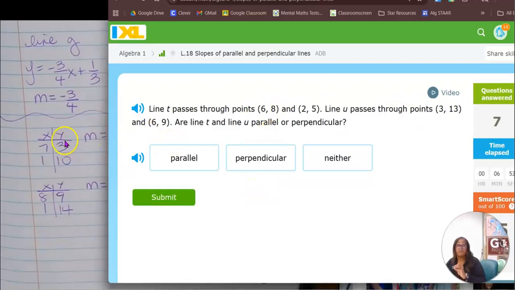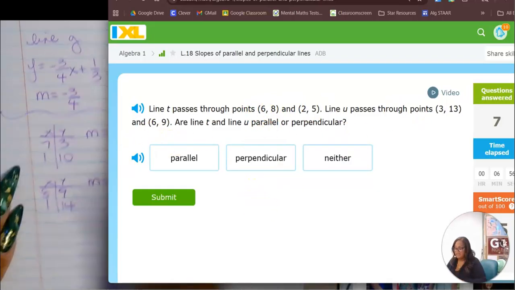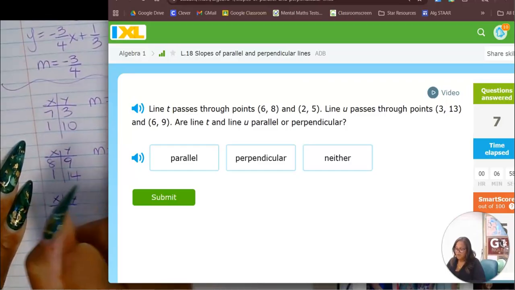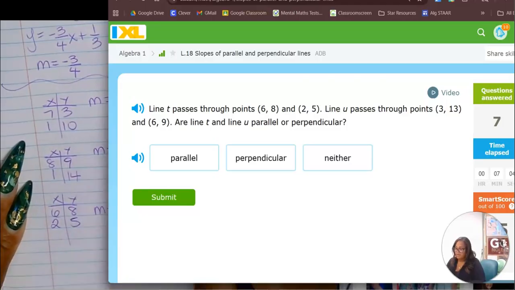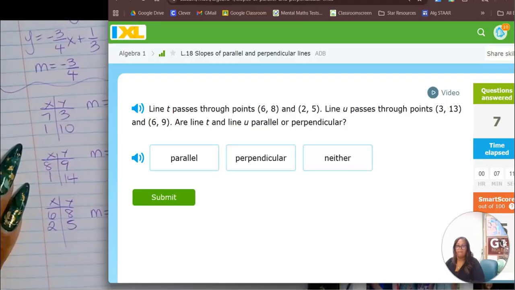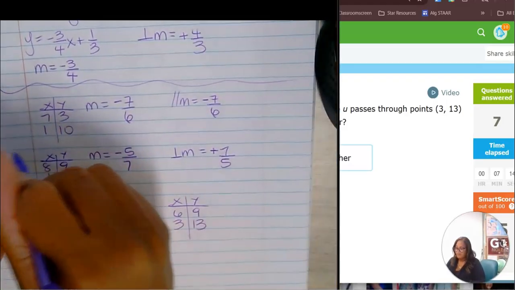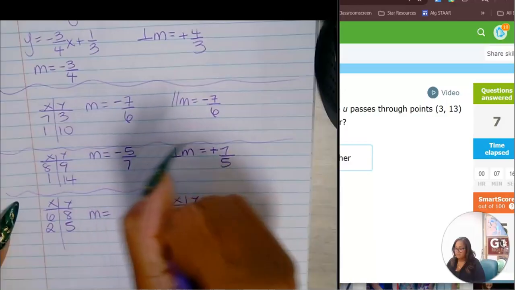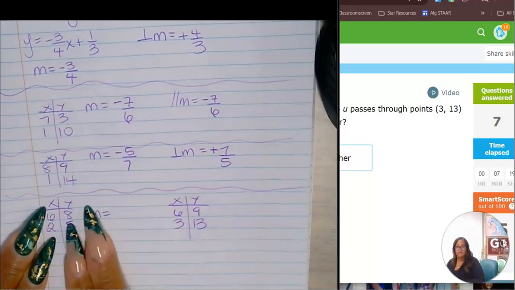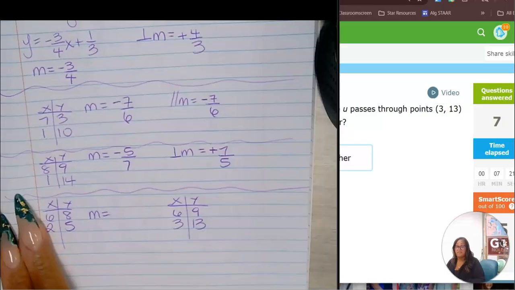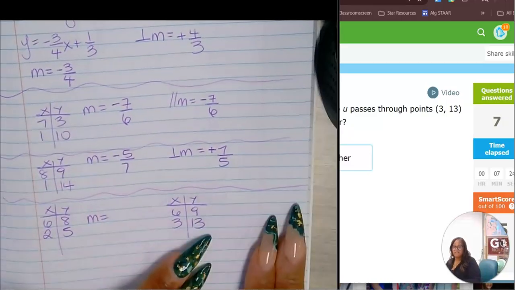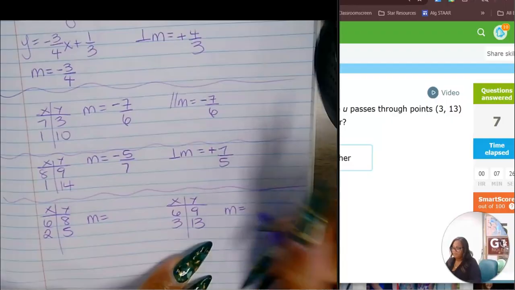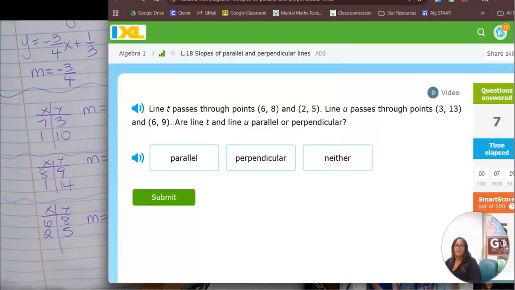Okay, now I've got 2 points. I'm sorry, 4 points. So I've got 6, 8, x, y. 6, 8, 2, 5. I need a slope here. And then another table, 3, 13, and 6, 9. Okay, Desmos is involved here, but I have to do them separately. So I'm going to do one table with that slope, then I'm going to clear that table out and do another table with that slope. So let's go to Desmos.